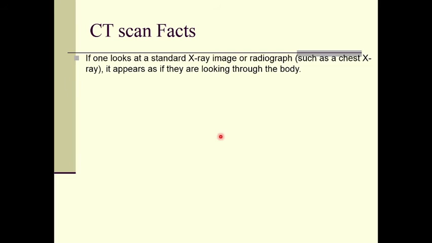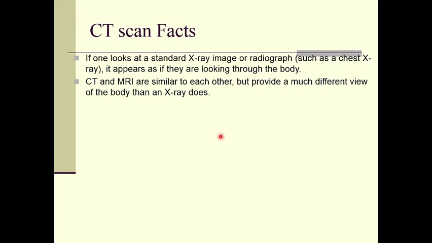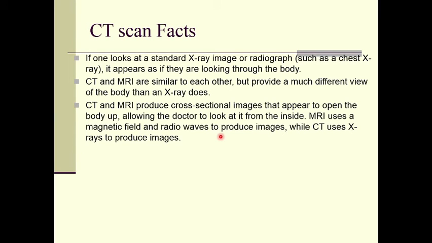If one looks at a standard X-ray image or radiograph such as a chest X-ray, it appears as if they are looking through the body. CT and MRI are similar to each other but provide a much different view of the body than the X-ray. CT and MRI produce cross-sectional images that appear to open the body up, allowing the doctor to look at it from the inside.